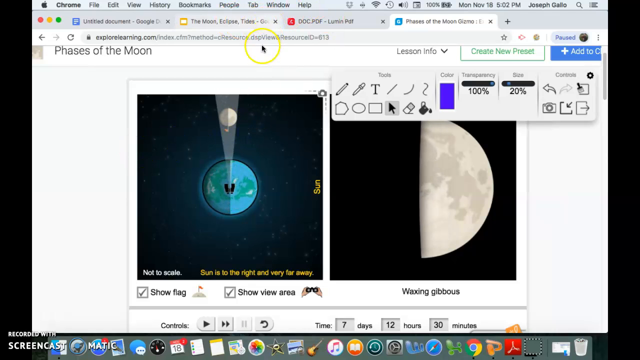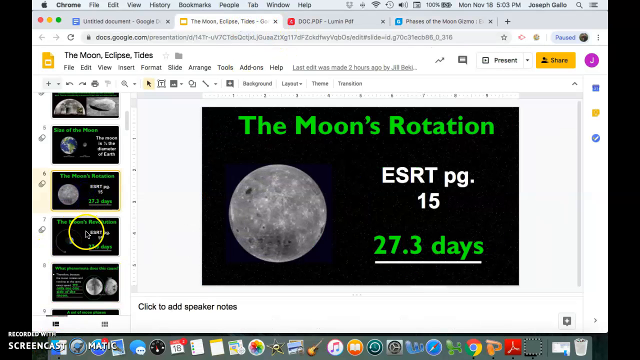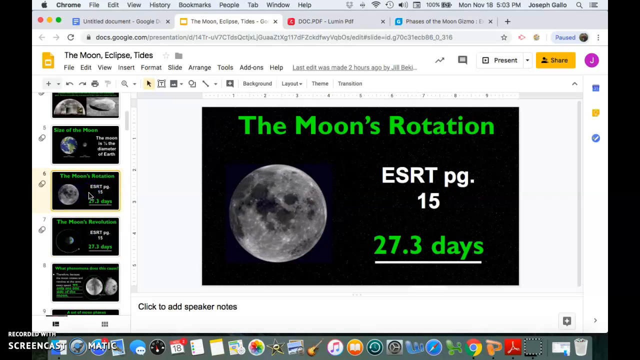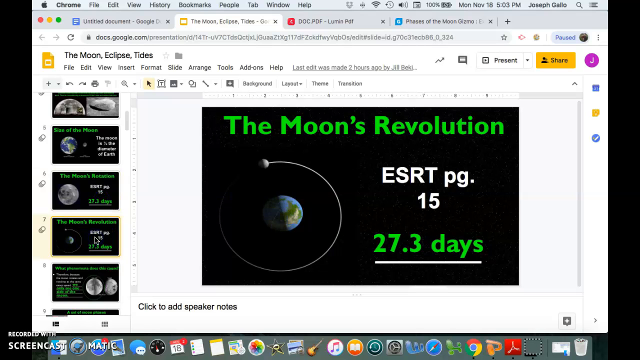So what do you need to remember? 27.3 days equals 27.3 days. These two values, the rotation and revolution of the moon, are the same, and therefore we always see the same exact side of the moon.